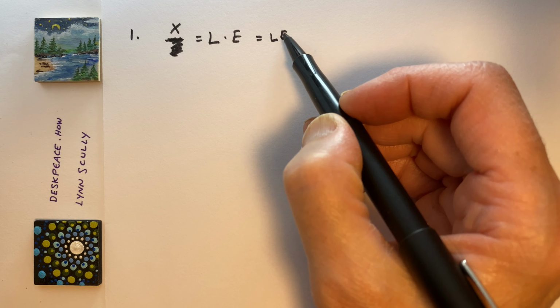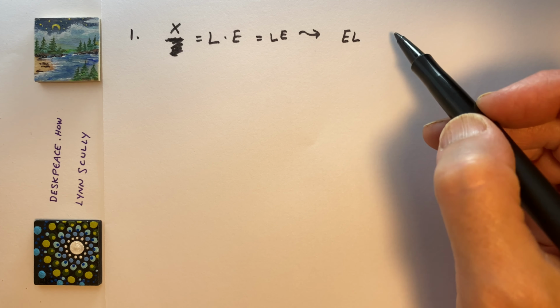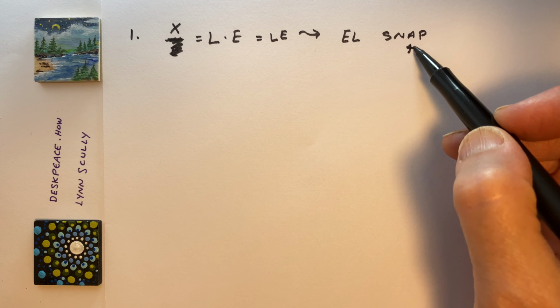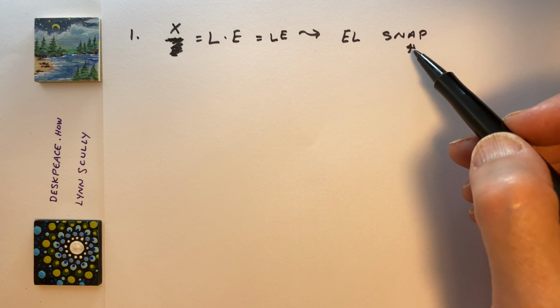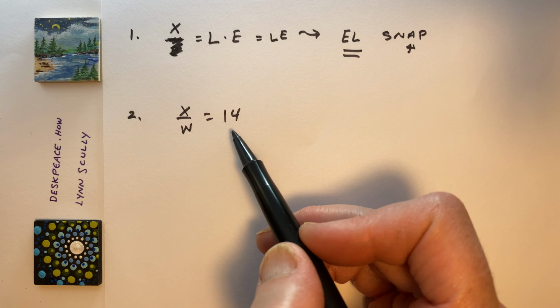We can write it LE. Usually, I'd write that EL because I like things to go in alphabetical order if I can. When I get to the alphabet part, I put it in alphabetical order. All done. Number 2, x over w equals 14.